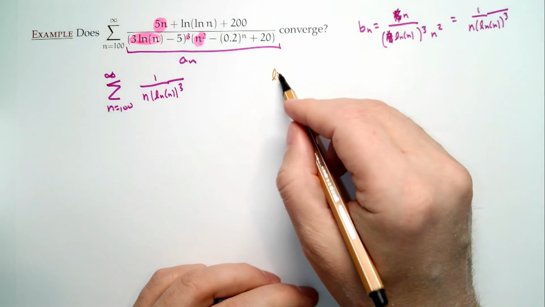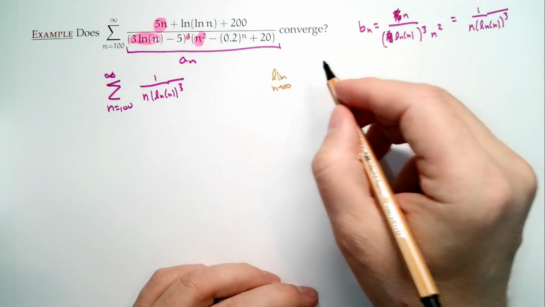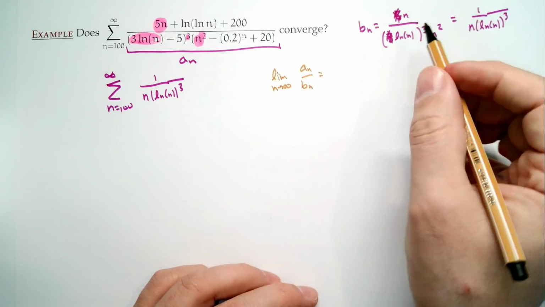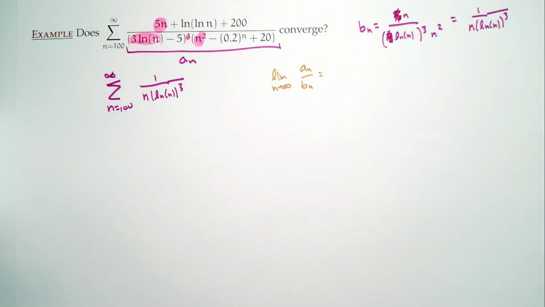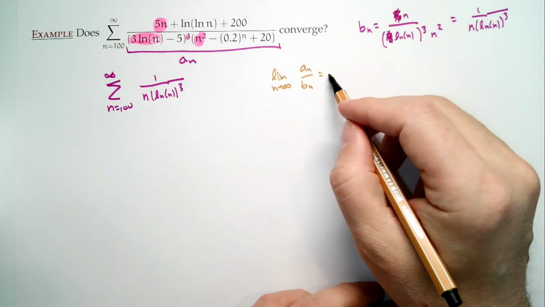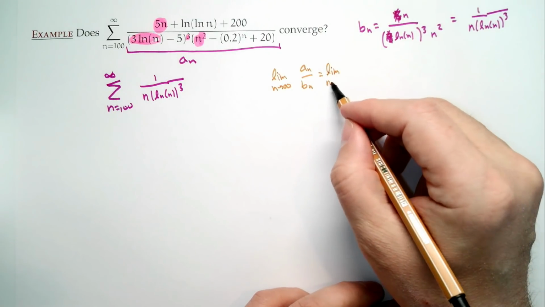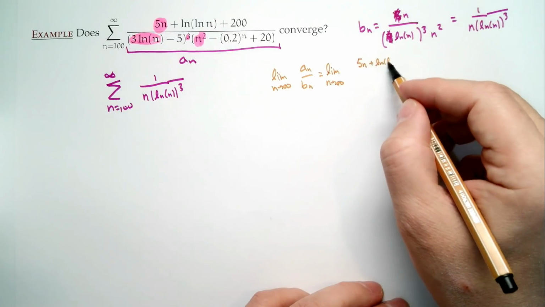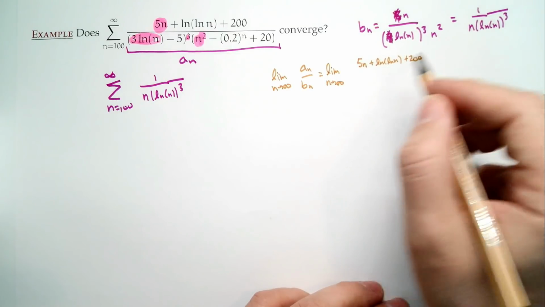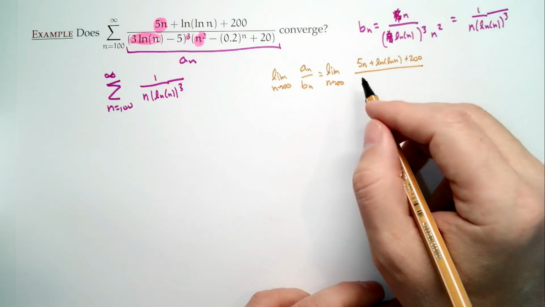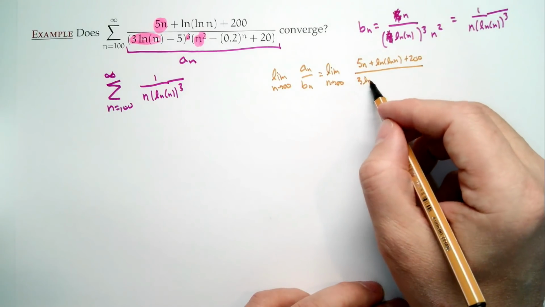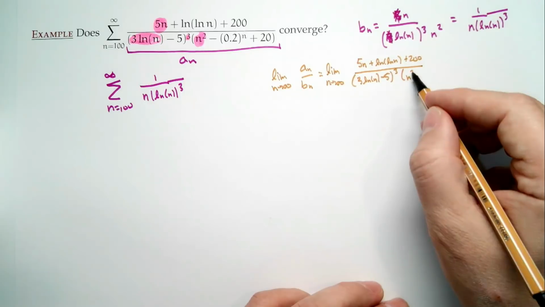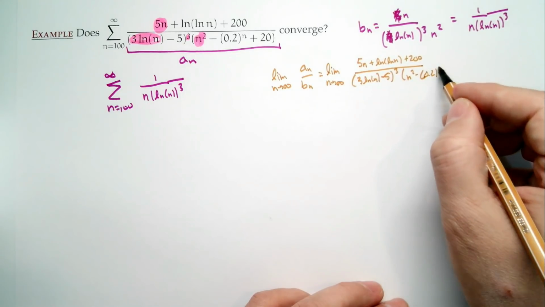All right, so take the limit as n goes to infinity of our a sub n over b sub n. And by the way, if you just always grab the highest power terms, the limit's going to be exactly what you need it to be. But we're going to go ahead and do this exercise because it's good for us to practice and to see why this works. So 5n plus log n plus 200, divide that by (3 log of n minus 5) cubed times (n squared minus 0.2 to the n plus 20).